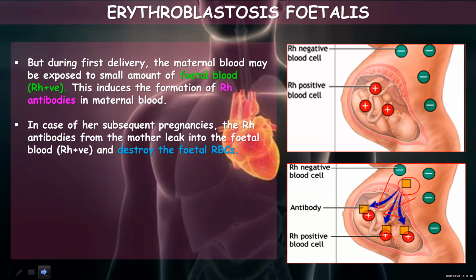Ma'am, in the first pregnancy, it does not cross the placental barrier, but in the second one, antibodies are not produced at that time, no? Antibodies are not produced at that time.